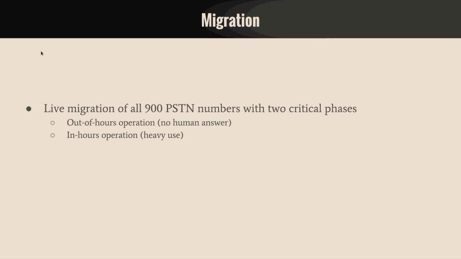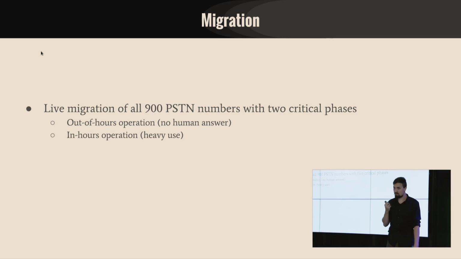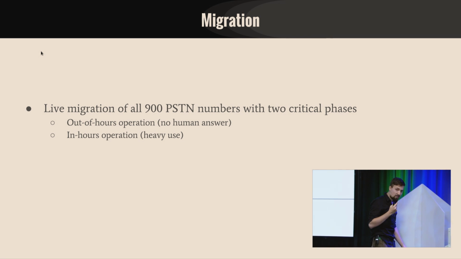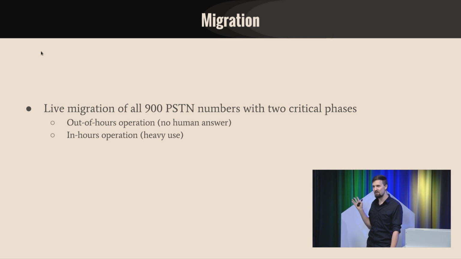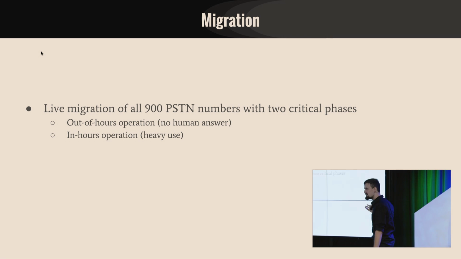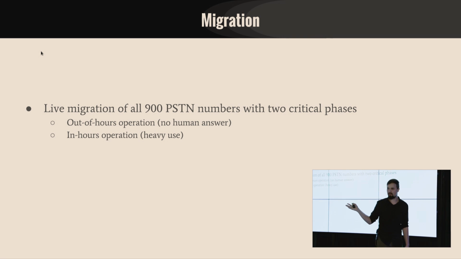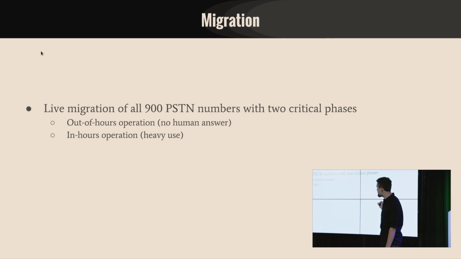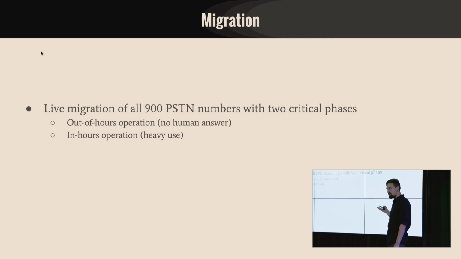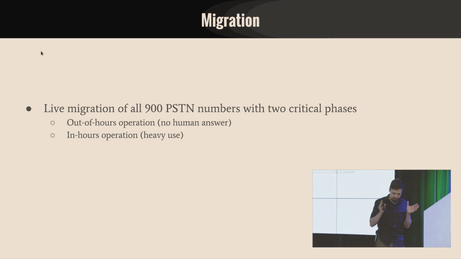Yes, the migration. We migrated 900 PS10 numbers, which doesn't sound like a lot, but remember, in Denmark we only have 8 digits of phone numbers, so it's actually like a big percentage. But it's about 600 or 700 businesses, which would, if we failed at this, be without telephony service. So we did this in 2 critical phases.